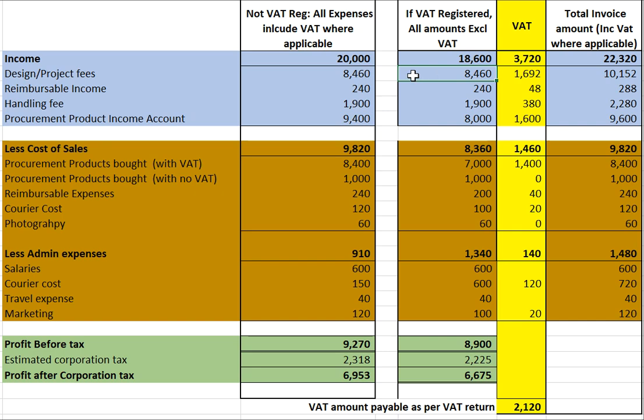Okay, so you're going to still bill the client for the design project fee. That's your income. You're going to add 20% on that. That's the total amount the client now needs to pay. Same with the reimbursable. You've got to charge VAT on that if it is a reimbursable. And it doesn't matter if the reimbursable expense was a travel expense that you incurred that did not have VAT on. If it's qualified as a reimbursable, you have to charge VAT back to the client when you charge that on. Handling fee, we have to charge VAT on that.